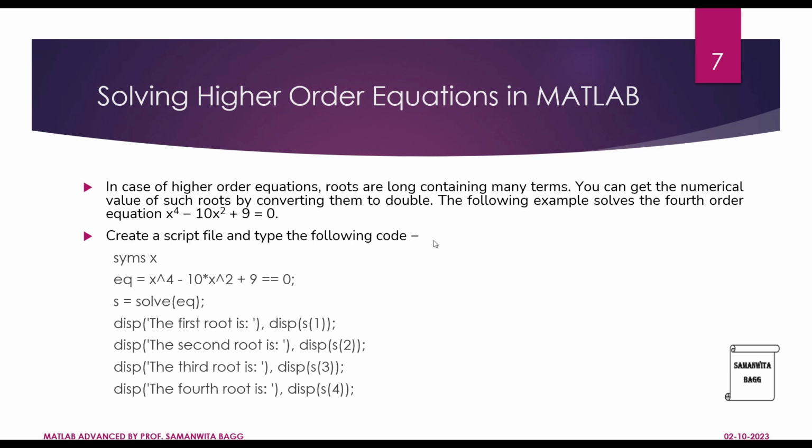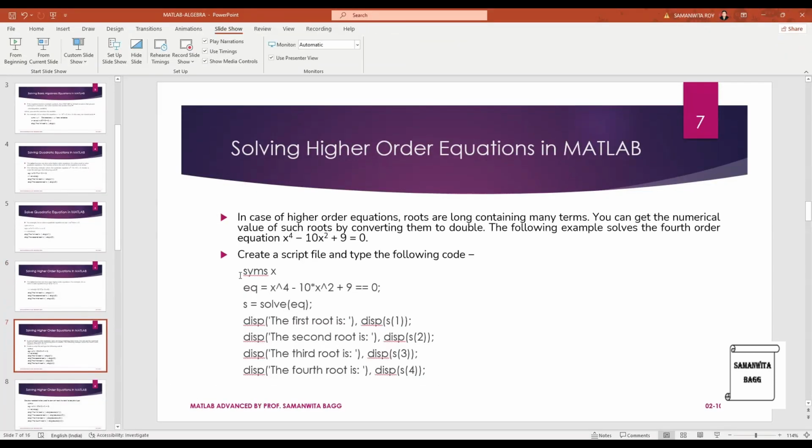Now let's take another equation. In case of higher order equations, roots are long, containing many terms. You can get the numerical value of such roots by converting them to double. The following example solves the fourth order equation x raised to 4 minus 10x square plus 9 is equal to 0. So we will write the script of this form. First we will declare the variable x, then we will write this equation, then we will write s is equal to solve equation, and finally we will display the 4 roots because the order is 4. So let's take this to MATLAB now.